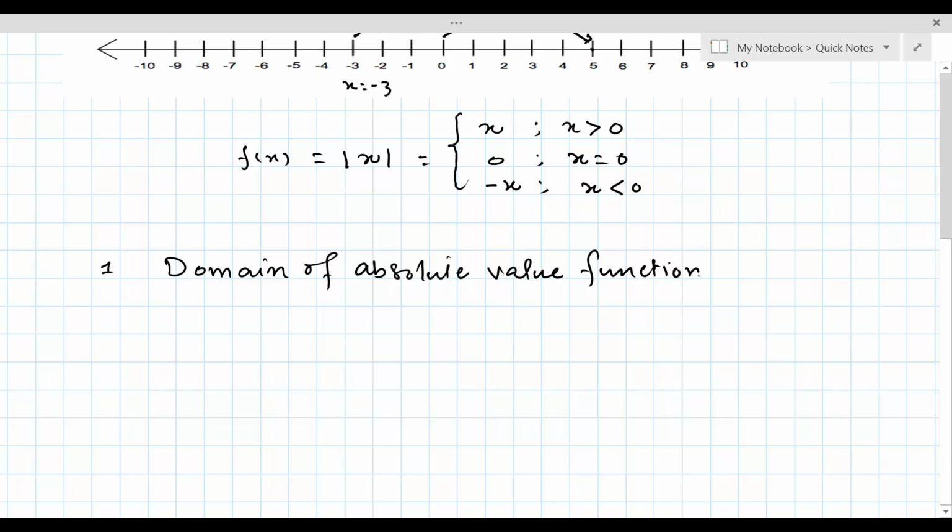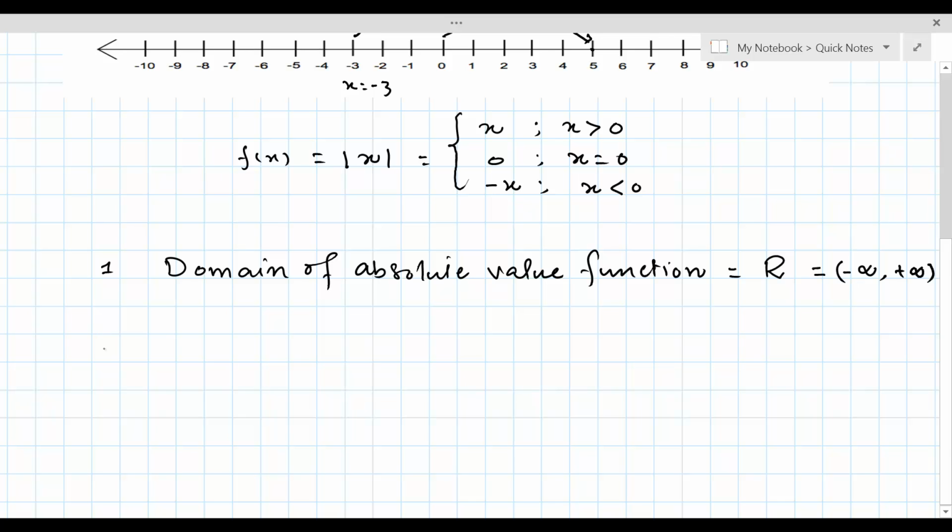Because this function can measure distance of any number, positive or negative, whatever, on the number line from origin or from any arbitrary number on the number line. Therefore, the domain of this function is the entire set of real numbers. Or in interval notation, we can write it -infinity to +infinity. So this is the domain.